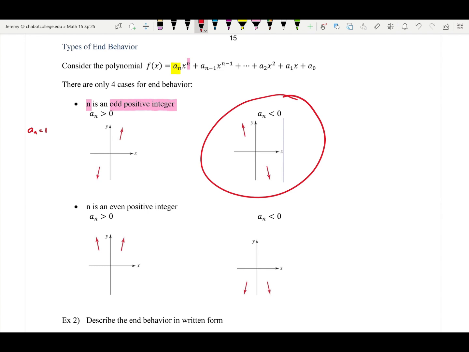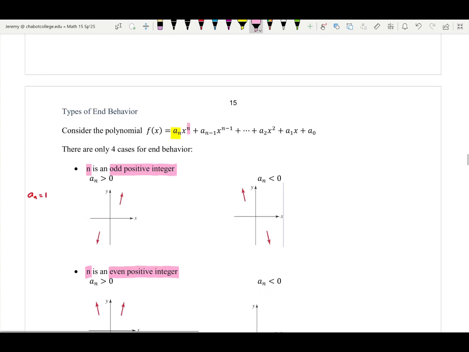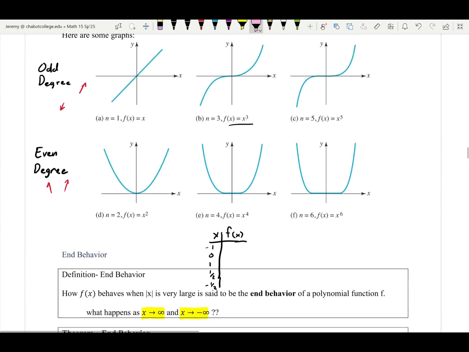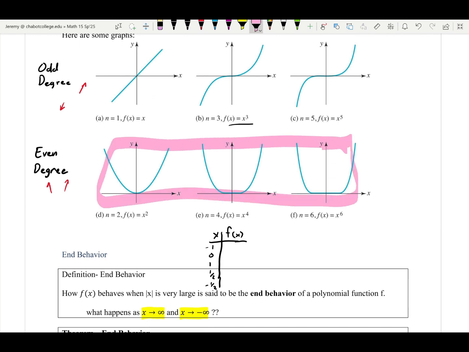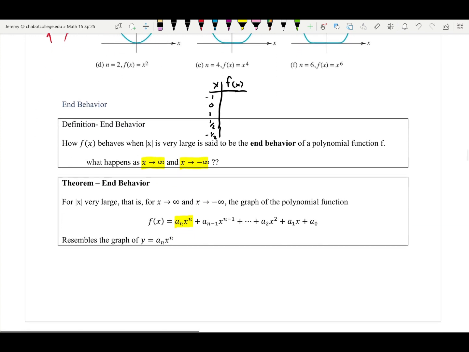Okay, so the sign, S-I-G-N, the sign of a sub n and the degree of the polynomial are going to be able to tell us what the end behavior is. Okay, so in these second two pictures down here, now suppose that n is an even positive integer. So even degree, looking back up to these pictures, these are the even ones up here.